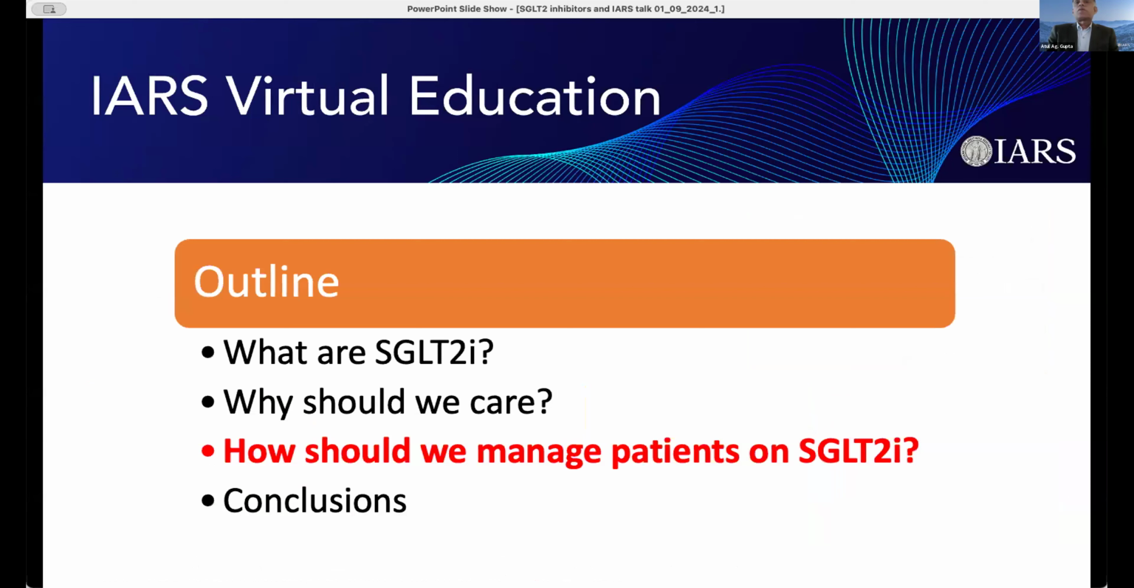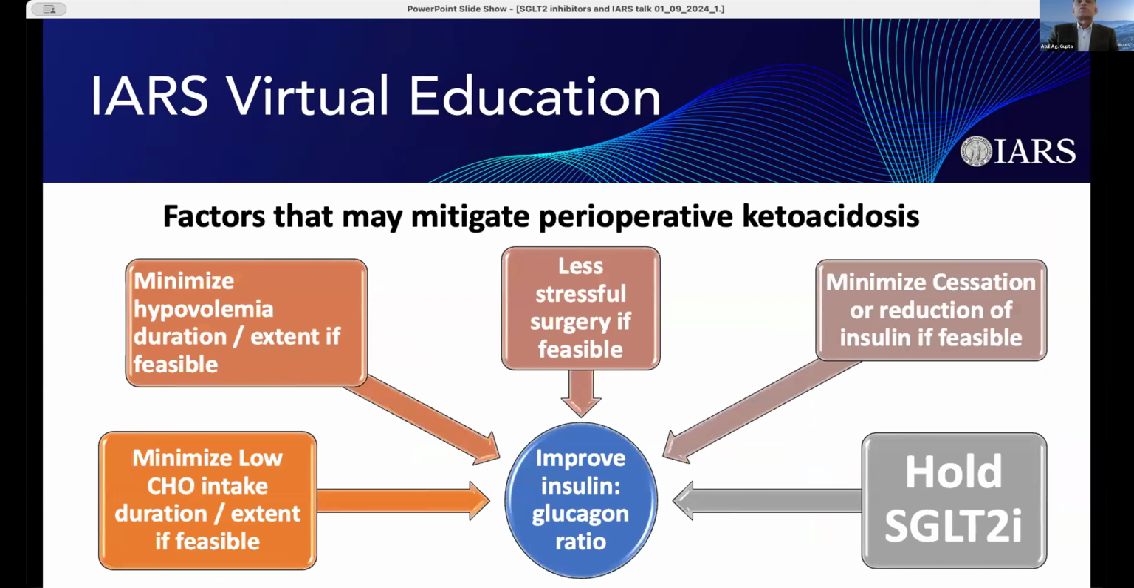So now we know about SAPCA. What should we do, and how should we manage these patients who are on SGLT2 inhibitors? Next slide, please. So it stands to reason that factors that may improve insulin glucagon ratio should help mitigate the risk of perioperative ketoacidosis.